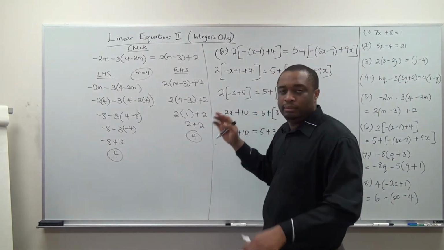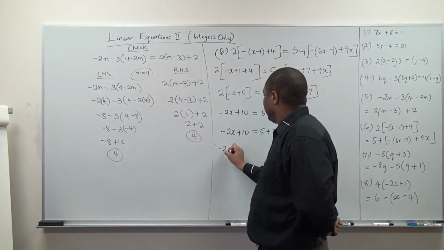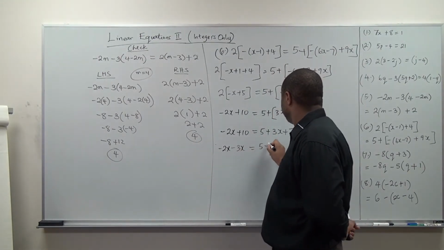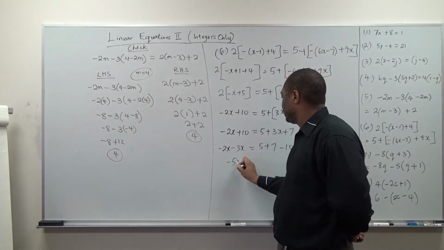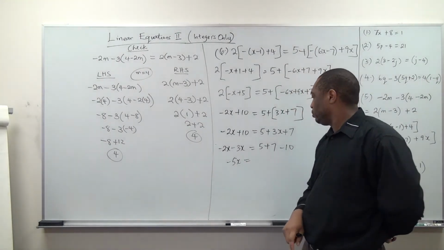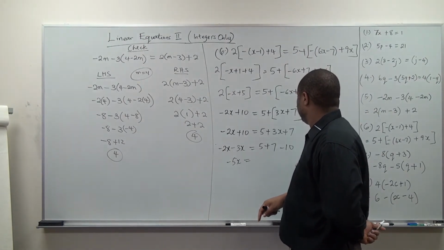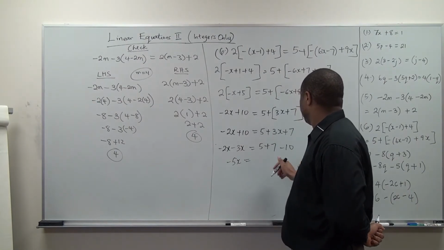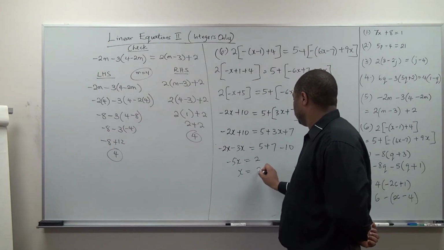So you now get the variables on the left, take the constants to the right. This is negative 2x, this comes over here, minus 3x, then 5 plus 7, this goes over here, minus 10. So this is negative 5x equal to 5 plus 7 is what? 12. 12 minus 10 is 2. So our x will now be 2 over negative 5, which is the same thing as negative 2 over 5.